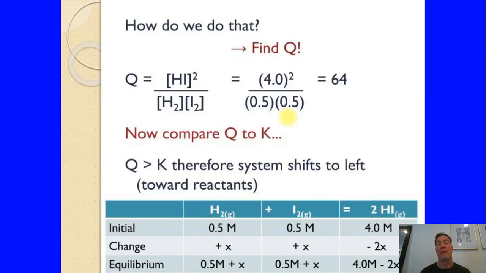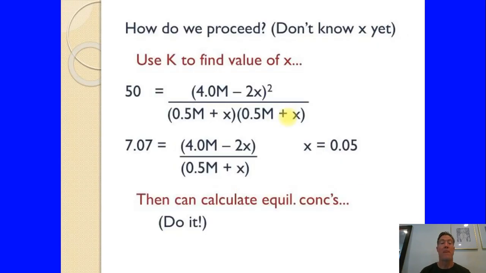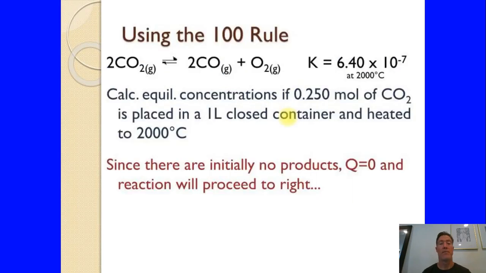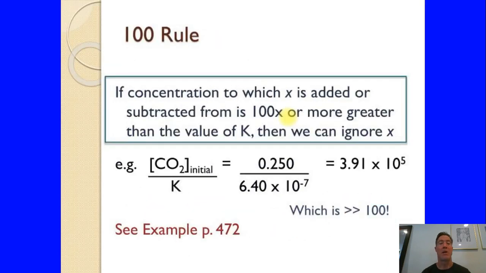Again, I don't want to spend too much time on all of these. Sometimes you'll get to a situation where you can't solve a problem by taking the square root of both sides, and you have to use what's known as the quadratic equation. But on the AP exam, you will never have to use the quadratic. So there will always be a workaround. Either you can take the square root of both sides, or, as we're going to see, sometimes K is so small that the change in X is basically negligible and can be ignored. So I just don't want to spend too much time on all these problems.